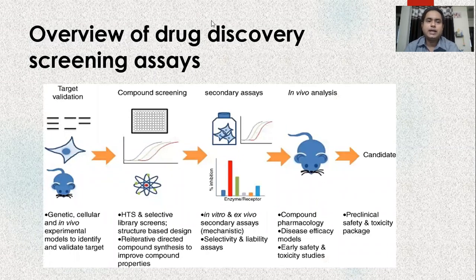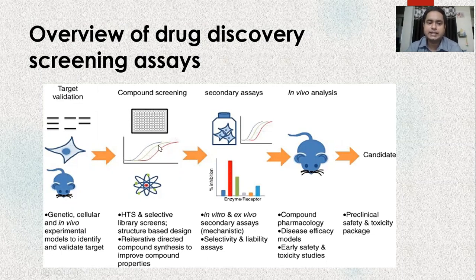So what is a drug discovery screening assay? Let us start with the overview. Here are the various steps: target validation, which we discussed in our previous class, compound screening, secondary assay, and in vivo analysis. The target validation can be done using genetic, cellular, and in vivo experimental models to identify and validate the target.